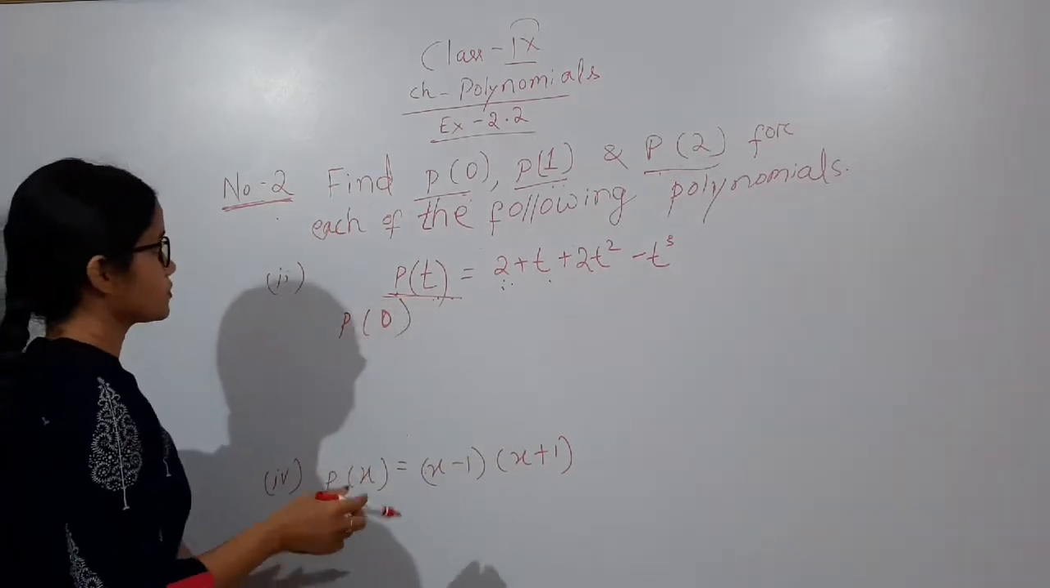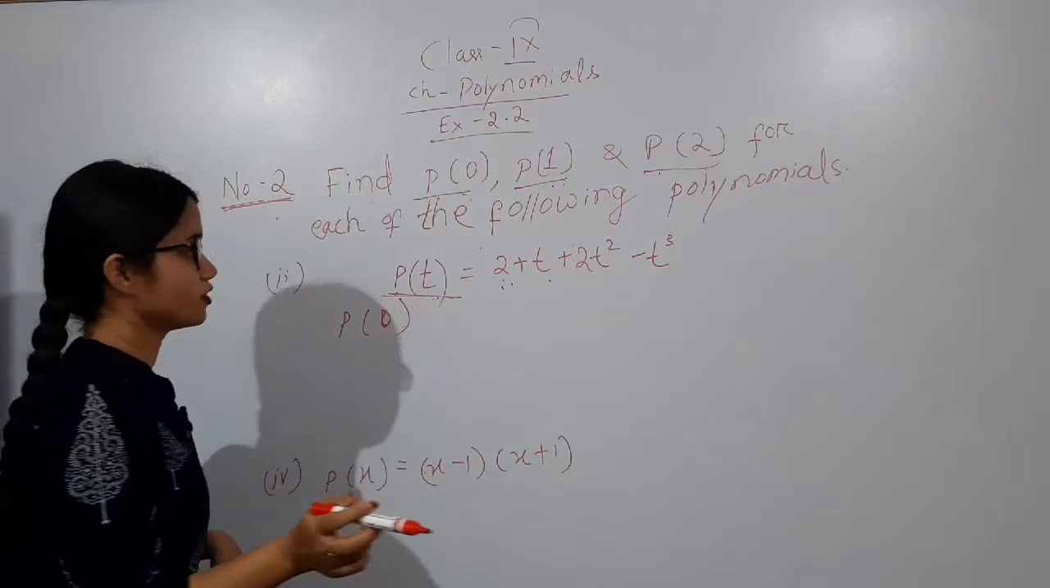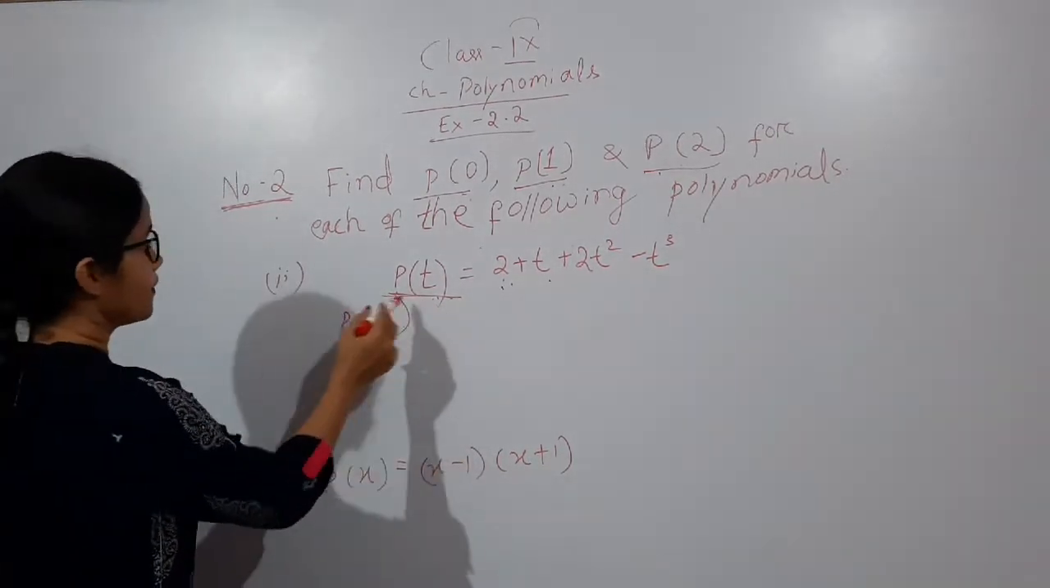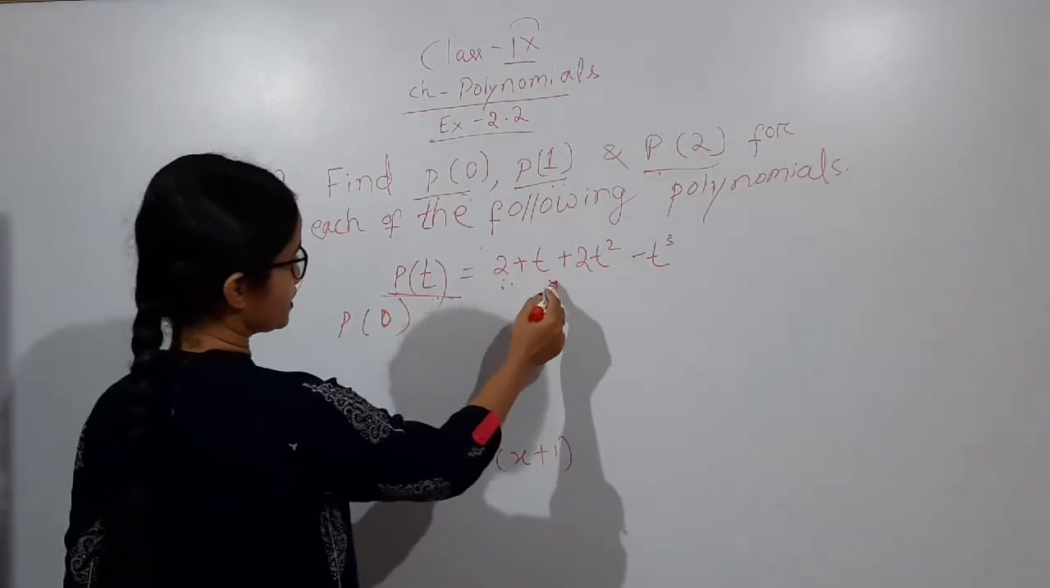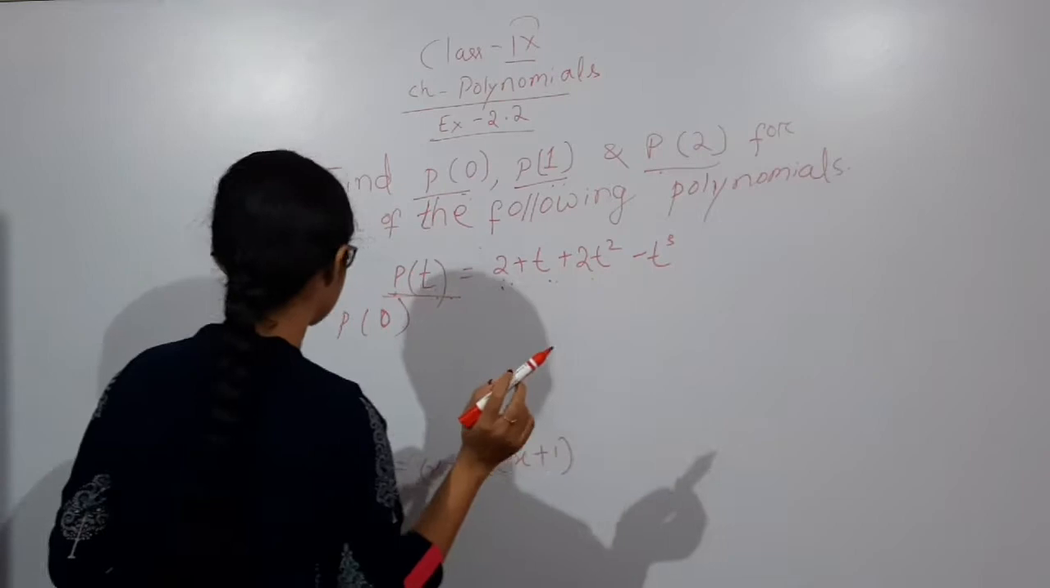Okay, now we will start number 2 of exercise 2.2. So the question is find P0, P1, P2 for each of the following polynomials. Okay. So here bit 2 is P(t) is equal to 2 plus t plus 2t square minus t cube. Okay.